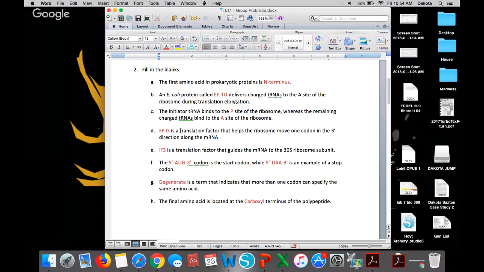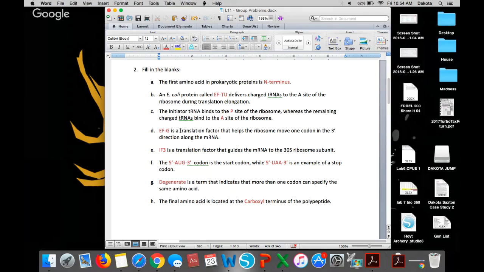Is that how you say it? Sure, hopefully, yeah. And then an E. coli protein called elongation factor, translation. What's the U stand for? I can't remember the U. I don't remember the U either. But yeah, that's the answer for that one.